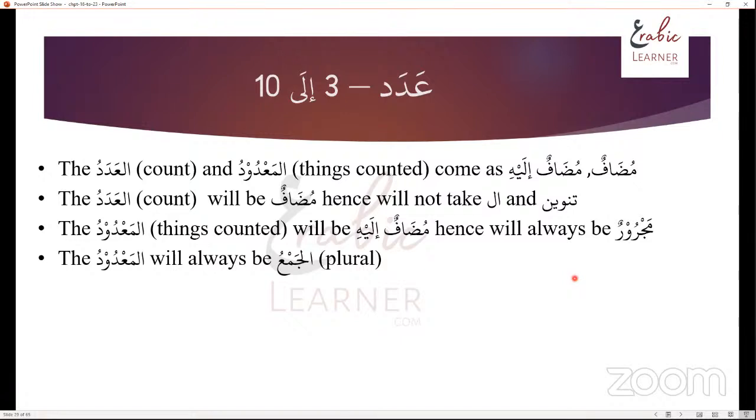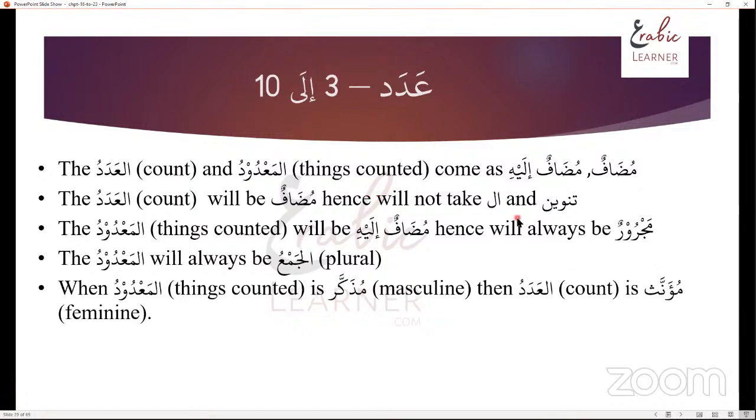When it comes to 1 and 2, it was naat man'ud. So when you're dealing with one thing, then it will be singular. When it was two things, then it was dual, not plural. But when it comes to 3 to 10, ma'dud will be pronounced as jama. It will not be singular or dual or anything.